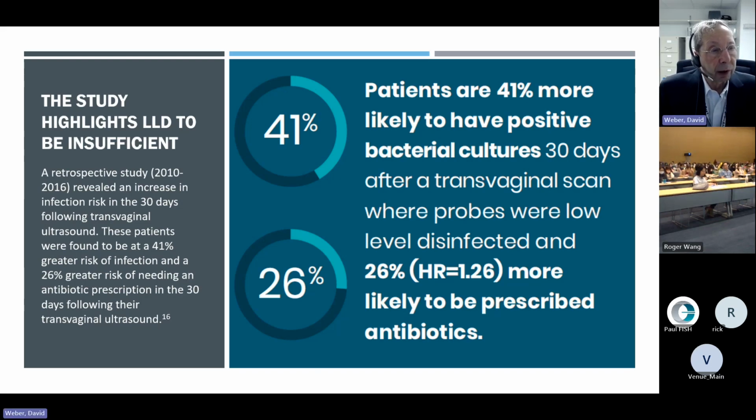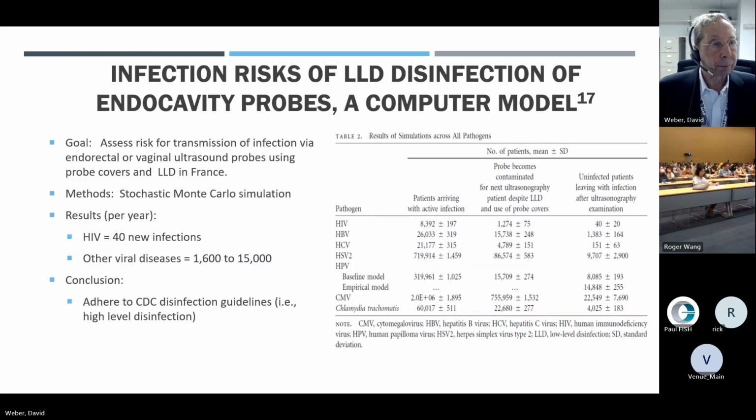The study highlights that low-level disinfection is insufficient. A retrospective study revealed an increase in infection risk in the 30 days following transvaginal ultrasound. These patients were found to be at a 41% greater risk and a 26% greater risk of needing an antibiotic prescription in the 30 days following transvaginal ultrasound. So again, here we're looking at immediate infection as opposed to HPV later on causing cancer, but good evidence that low-level disinfection is inadequate, putting patients at risk for acquiring pathogens that the previous person the probe was used on had.